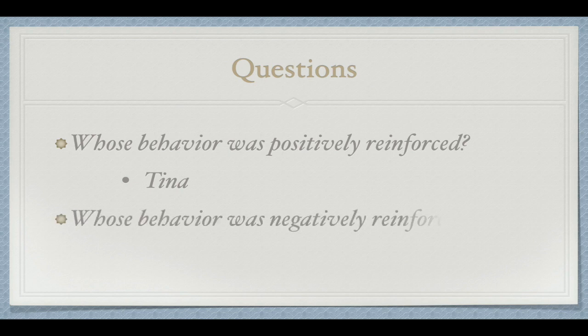Whose behavior was negatively reinforced? Who got to avoid something? The mom. Now, some of you may have said that, well, Tina was also negatively reinforced because she avoided the liver. And I wouldn't necessarily disagree with you. However, in the way that this story is set up, it is set up purposely for both positive and negative behaviors. So in this particular situation, whose behavior was negatively reinforced? It was mom.